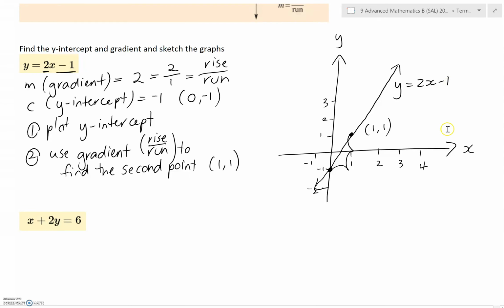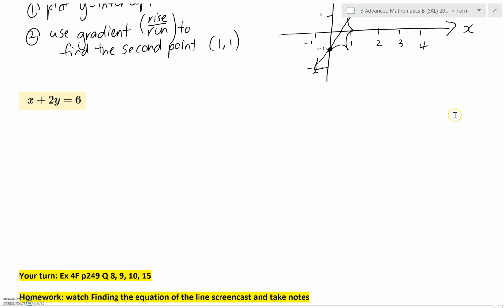So hopefully that is all good. Let's have a go at another one. So this equation's in a different form. x plus 2y equals 6. It is not in our y equals mx plus c form.